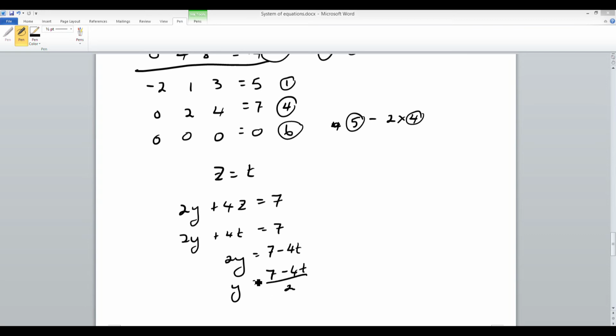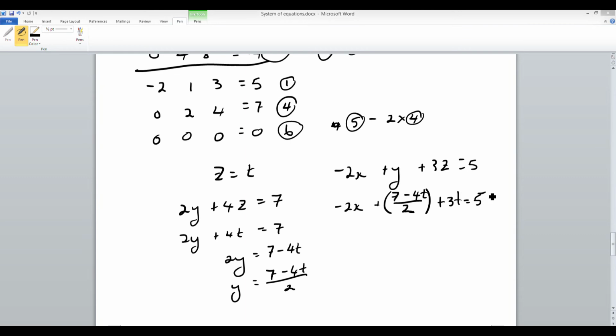This is the value of y, and I'm going to leave it like this. I expressed y in terms of t. If I want to find x in terms of t, I'm going to go to my first row here. So I have negative 2x plus y plus 3z is equal to 5. I'm going to replace y with the value that I found for y, and z with t. So negative 2x plus (7 minus 4t) over 2, plus 3t is equal to 5.